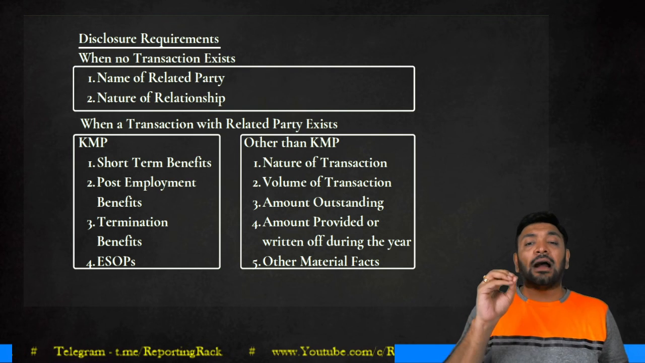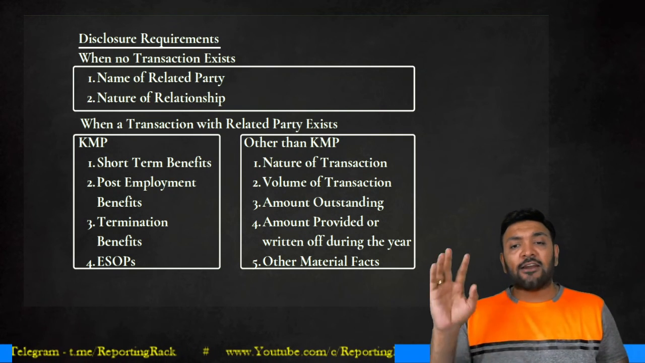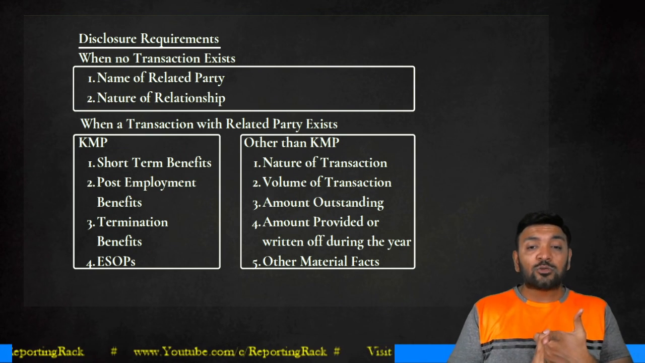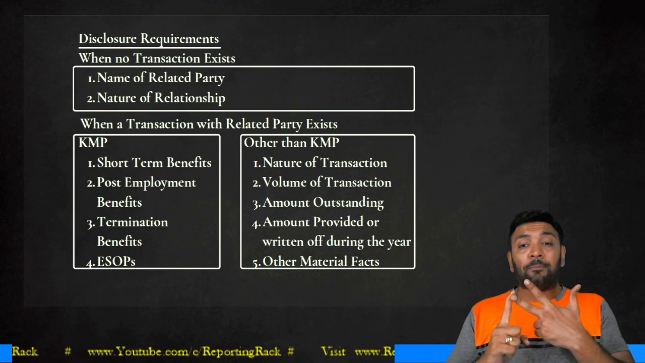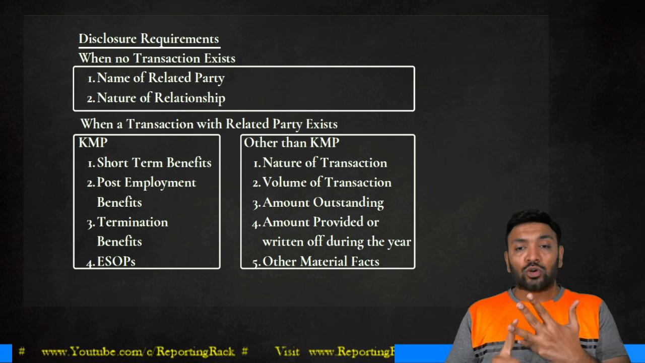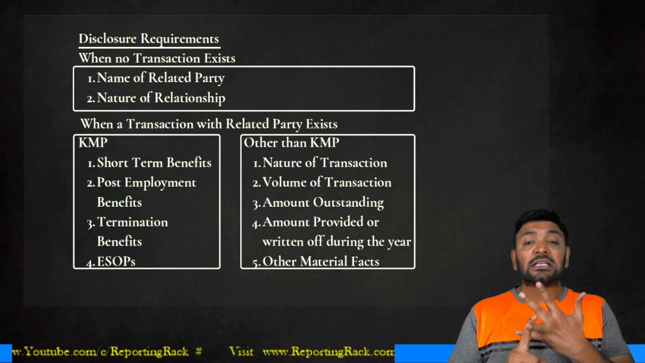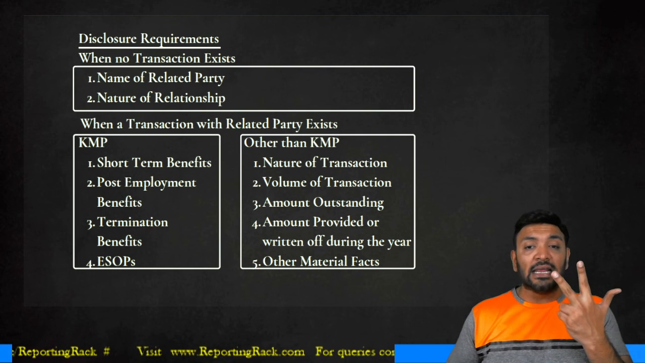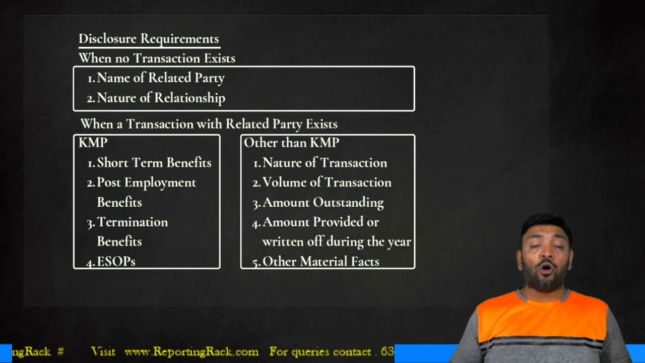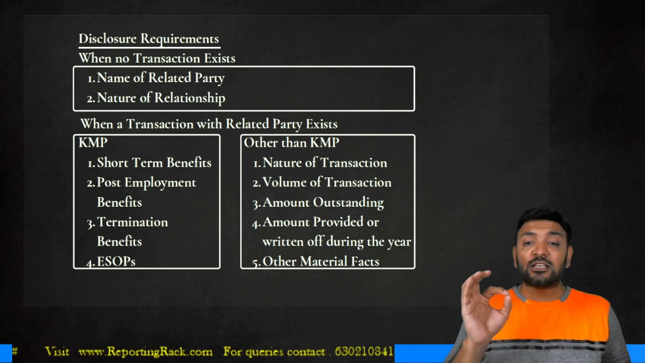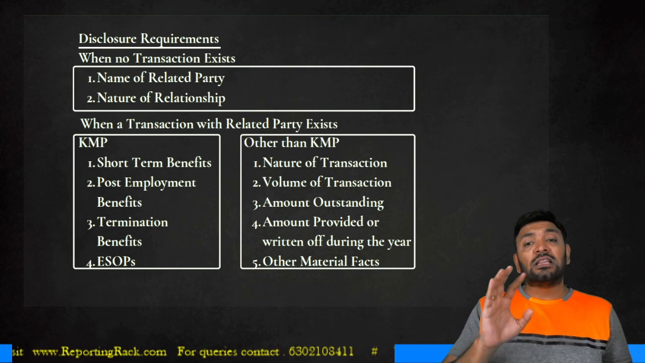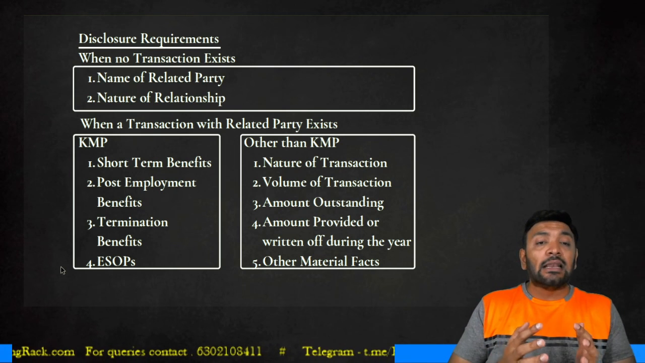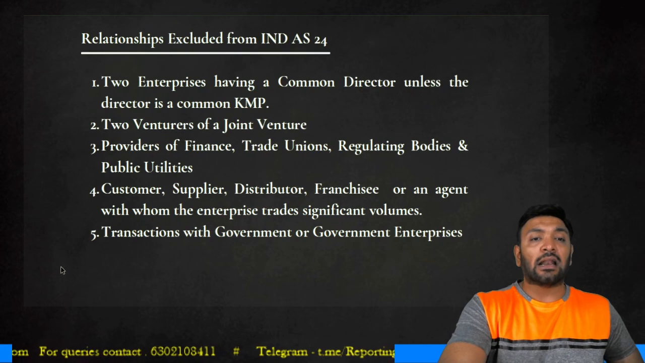If I talk about key management personnel, like a CEO, CFO, MDs, for them, I'll have to disclose: their short-term benefits, post-employment benefits which are accruing to them, the termination benefits, if any, paid to them, and finally, any ESOPs allowed to them, share-based payments allowed to them, which we discuss as a part of Ind AS 102. Short-term benefits, post-employment benefits, and termination benefits are as discussed under Ind AS 19. While share-based payments, point number 4, ESOPs or SAR, are discussed as per Ind AS 102. They have to be disclosed. So this is my disclosure requirement whenever I have a transaction, or when I don't have a transaction, with a related party in the preceding financial year or in the current reporting period.